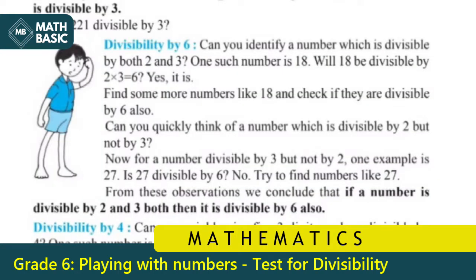Divisibility by 6. If a number is divisible by both 2 and 3, then it is divisible by 6 also.